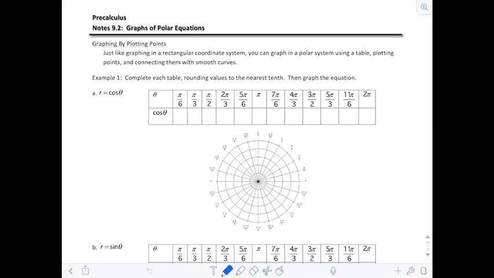Okay, 9.2, graphs of polar equations. So now we're going to graph some of these equations in the polar mode and take a look at what they look like. So graphing by plotting points.